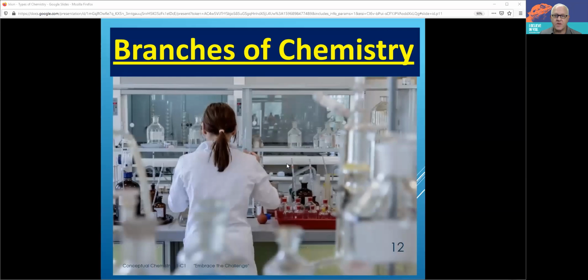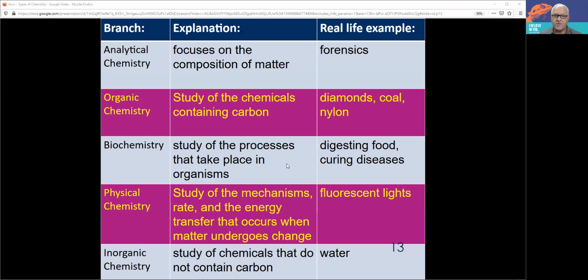Welcome back, chemistry students. Let's move on to branches of chemistry. This is a fairly large chart, so you can take some time to jot it down. We're going to look at the branch of chemistry, an explanation of what it does, and a real-life example in how you can put it into action or put it into some kind of career.